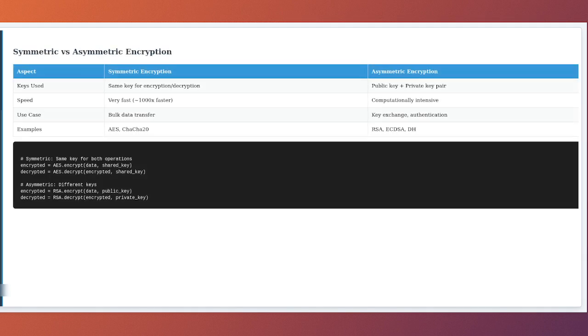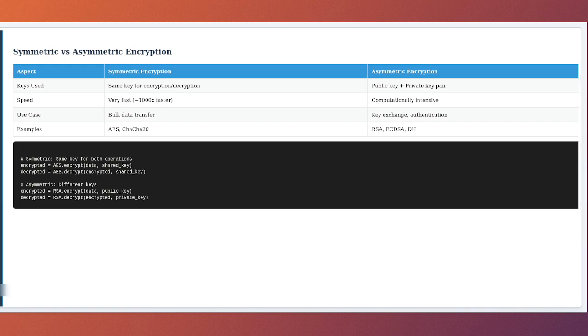The two types of encryption. Before we dive into how TLS works, let's establish a solid understanding of the two types of encryption it uses. This foundation is crucial because the entire security model of TLS depends on understanding when and why we use each type. Symmetric encryption is like having a shared secret between two parties.